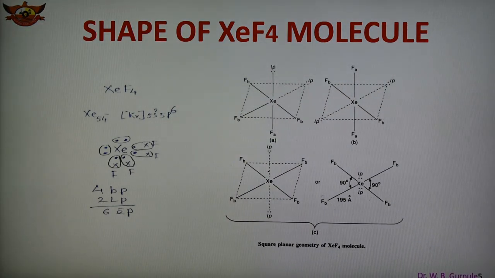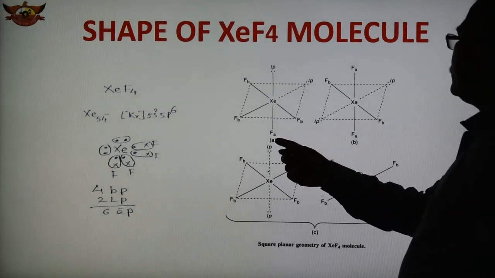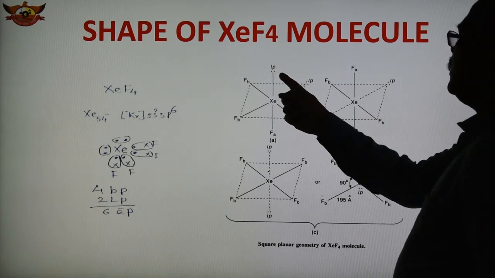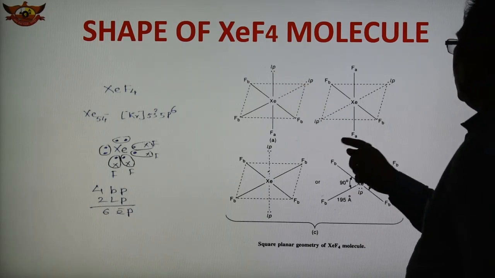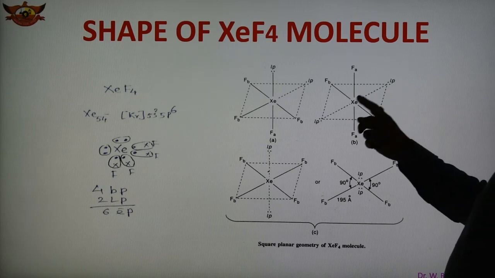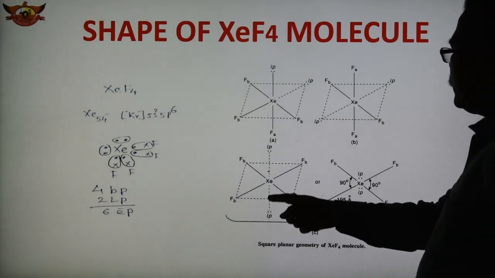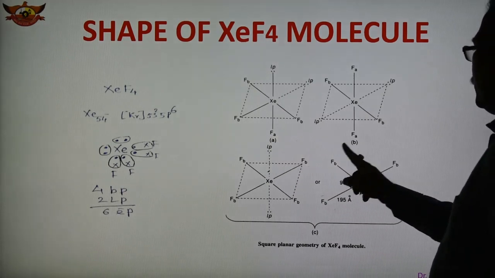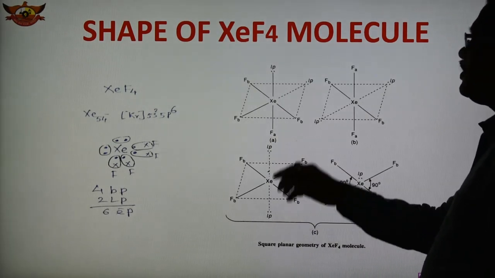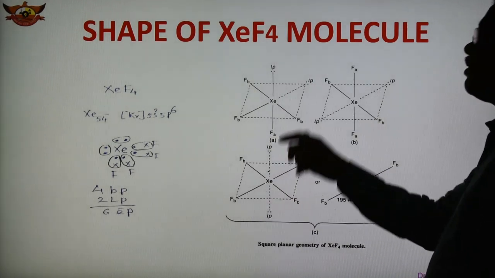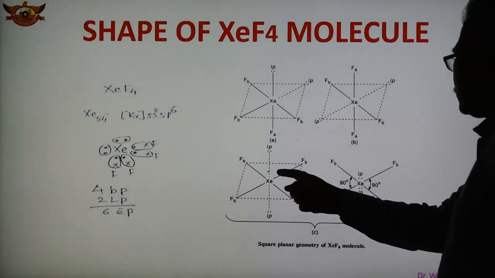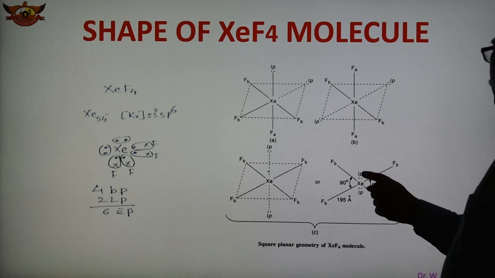Now again there are 3 possibilities of placing the 2 lone pairs of electrons. In the first case, one lone pair is at axial and the other at equatorial. Here both the lone pairs are at equatorial. Here both the lone pairs are at axial position. So out of these 3 possibilities A, B and C, the structure C is the most stable because in this case there is a minimum repulsion. And because this is the most stable structure, it can be shown in this way. So this is the square planar.